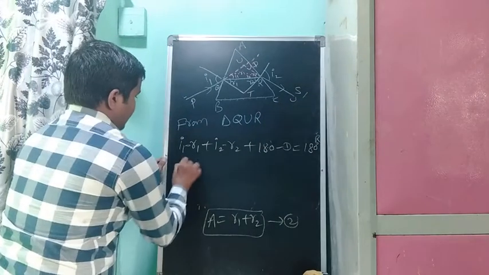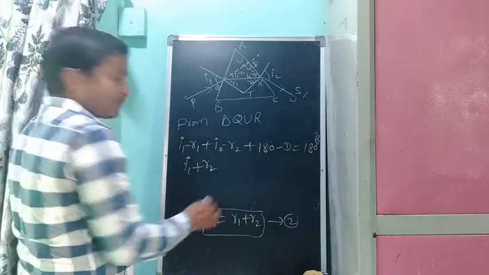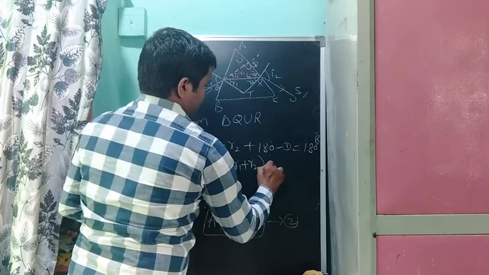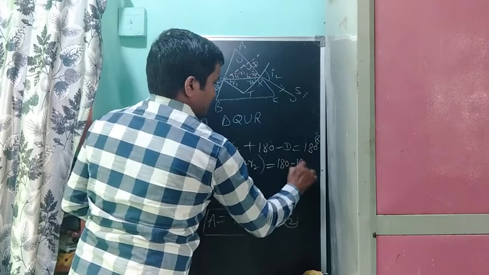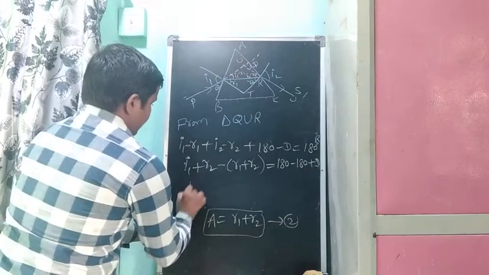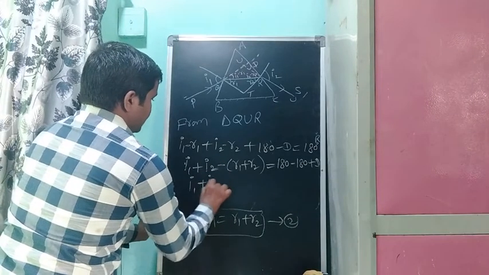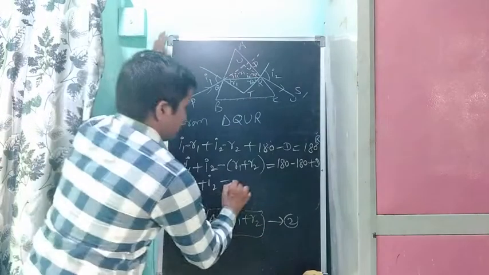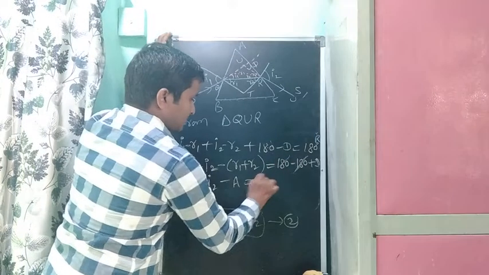Now from this, I1 plus I2 minus R1 minus R2. If we take minus as common, we get R1 plus R2, equal to 180 minus 180 plus D. Again, I1 plus I2 minus, from equation 2, R1 plus R2 equals A. Then A equals I1 plus I2 minus... the 180 minus 180 cancels, we get D.